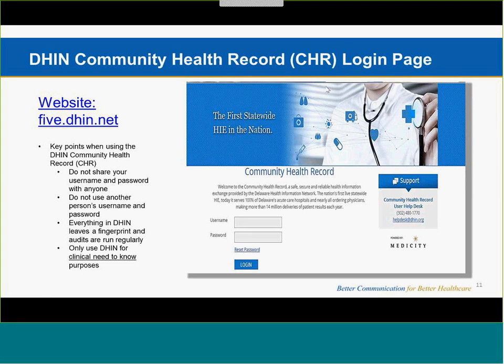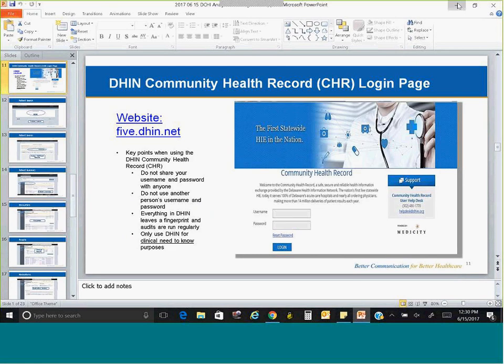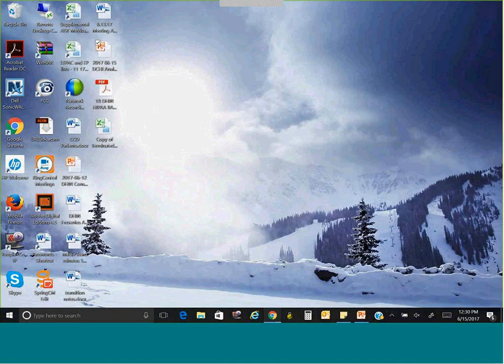And so that's the importance of care summaries, especially if you're looking to utilize the DHIN Community Health Record or some of the DHIN services to help you figure out what's going on at your practice. It gives you the benefit of having your data from the care summary documents that you're sending to DHIN, and also any other data that may be out there on the patient. So let me go ahead and log in for you to the DHIN Community Health Record.